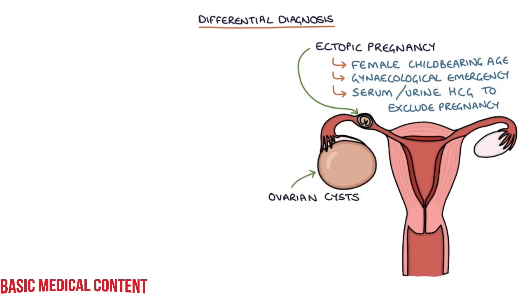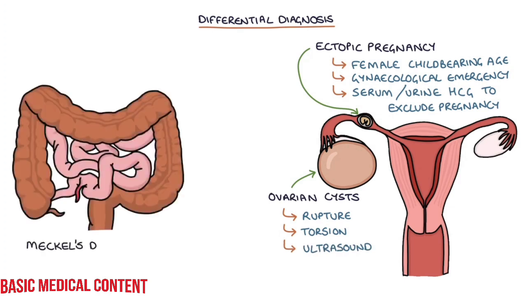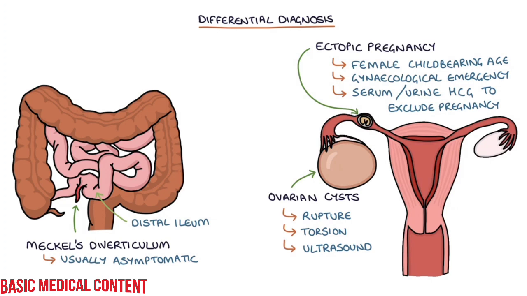Ovarian cysts are another differential, and ovarian cysts can cause pelvic and iliac fossa pain, particularly when they rupture or there's torsion. An ovarian cyst can be investigated with an ultrasound of the pelvis. Another differential is Meckel's diverticulum. Meckel's diverticulum is a malformation of the distal ileum that occurs in approximately 2% of the population. It's usually asymptomatic and does not require any treatment. However, it can bleed, become inflamed, rupture, or cause a volvulus or intussusception.